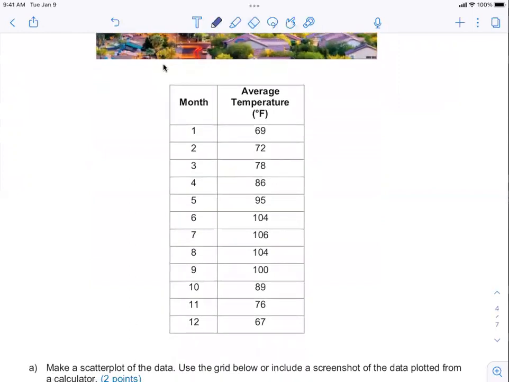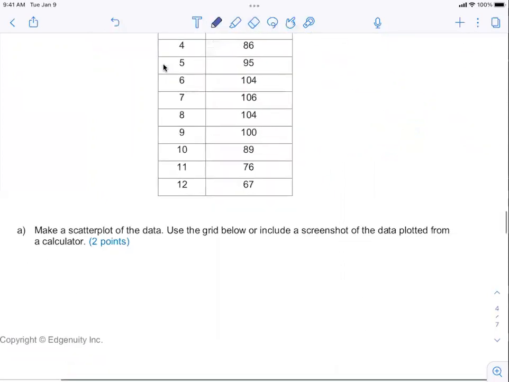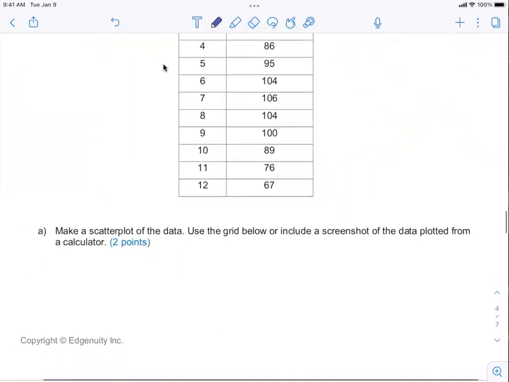So if you look at your values, they start at 69, they go up to 104, and they come back to 67. So we have all these data points that go up and come back down. We're going to use those to create a sine function. Now, for part A, you want to make a scatter plot of the data, use the grid below to include a screenshot. I recommend going to Desmos.